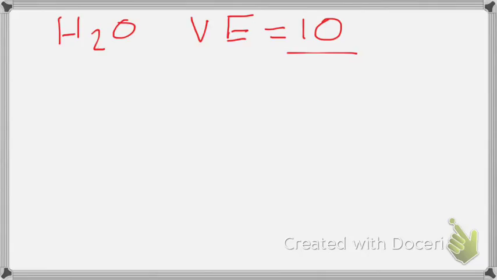Okay? Now, step number 2 states we need to find a central atom. So you have hydrogen or oxygen. Which one needs the most valence electrons? That would be oxygen, so it's going to be my central atom.